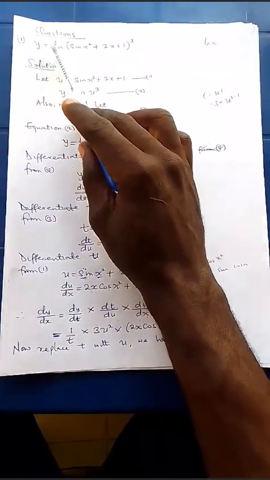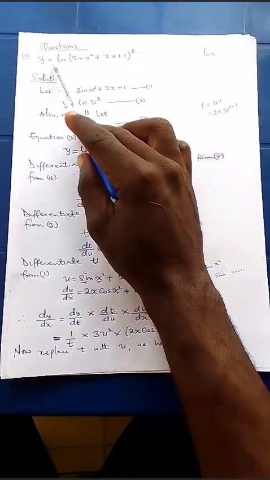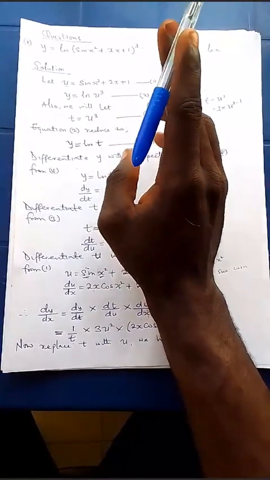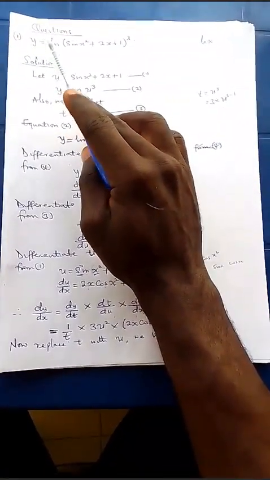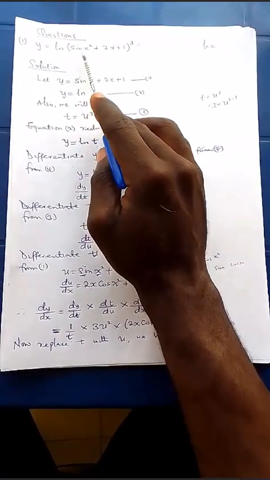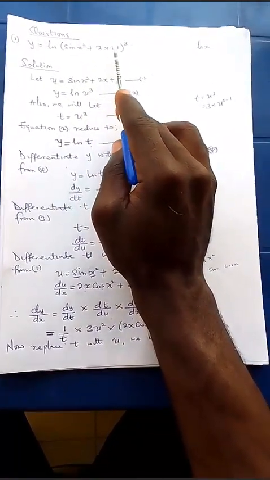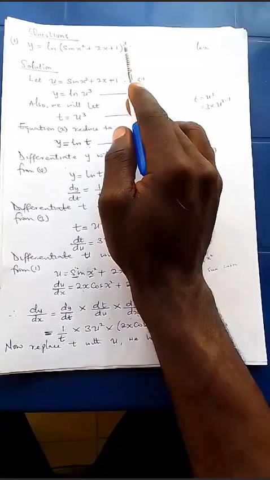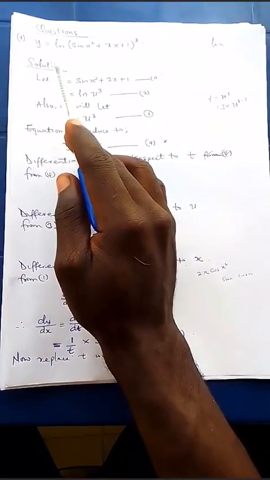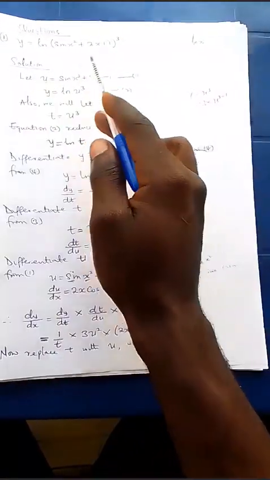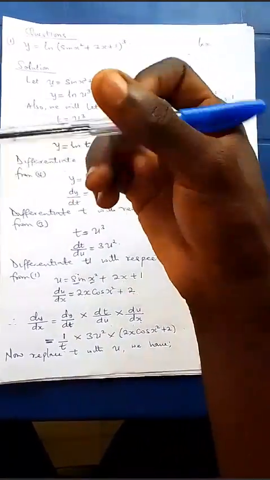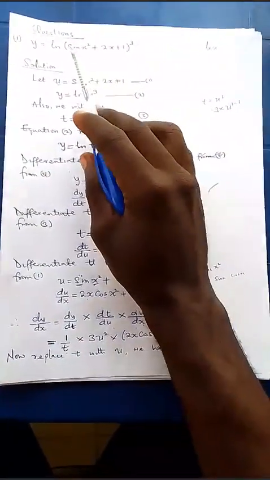Now we'll be solving two problems on how to use the chain rule to differentiate. And that's the first problem, y equals ln (sin x squared plus 2x plus 1) raised to the power of 3. If you look at this problem very well, this is a problem we cannot differentiate easily, and it's not even on our table of standard derivatives.